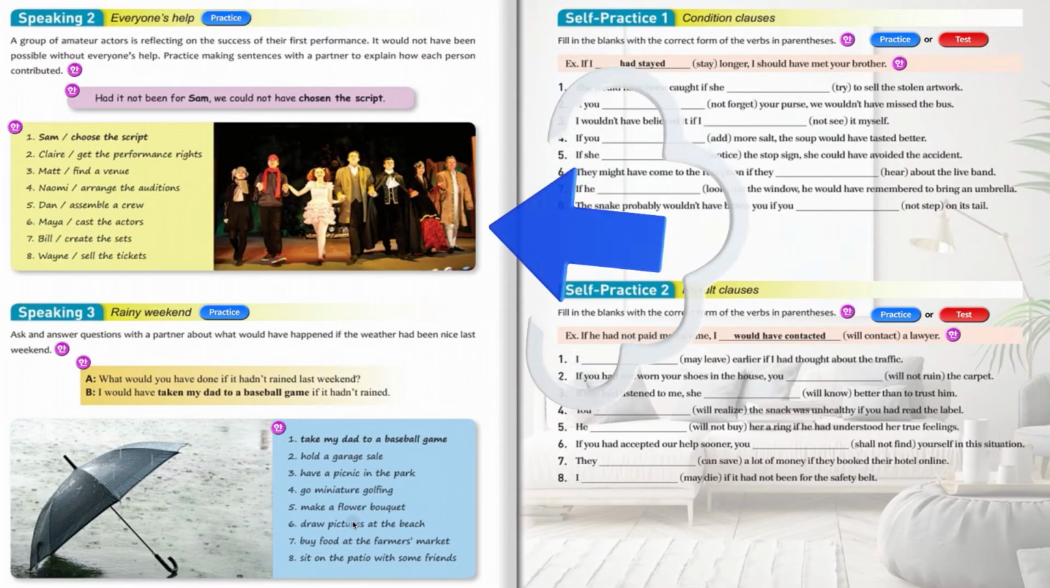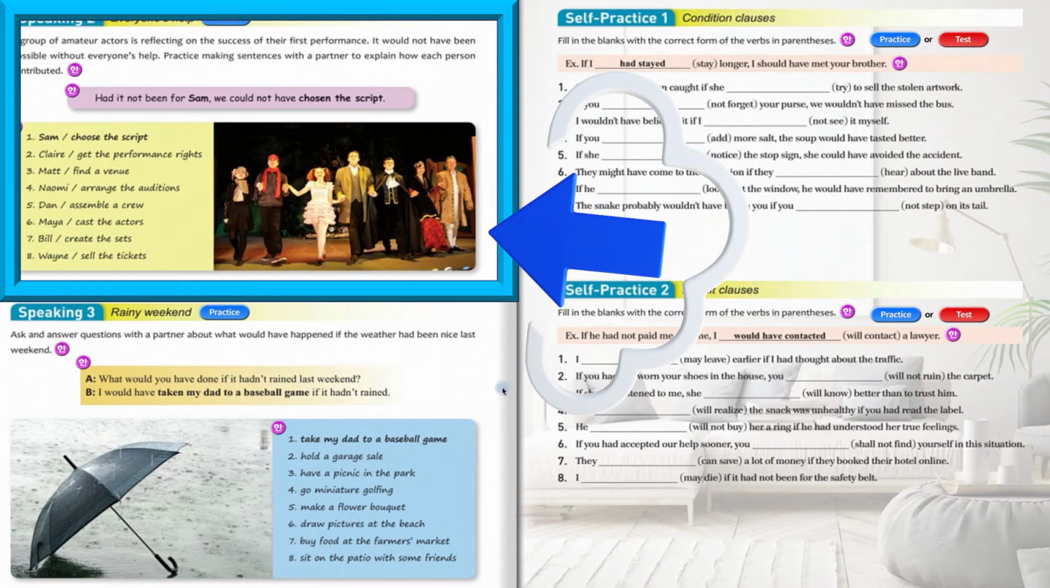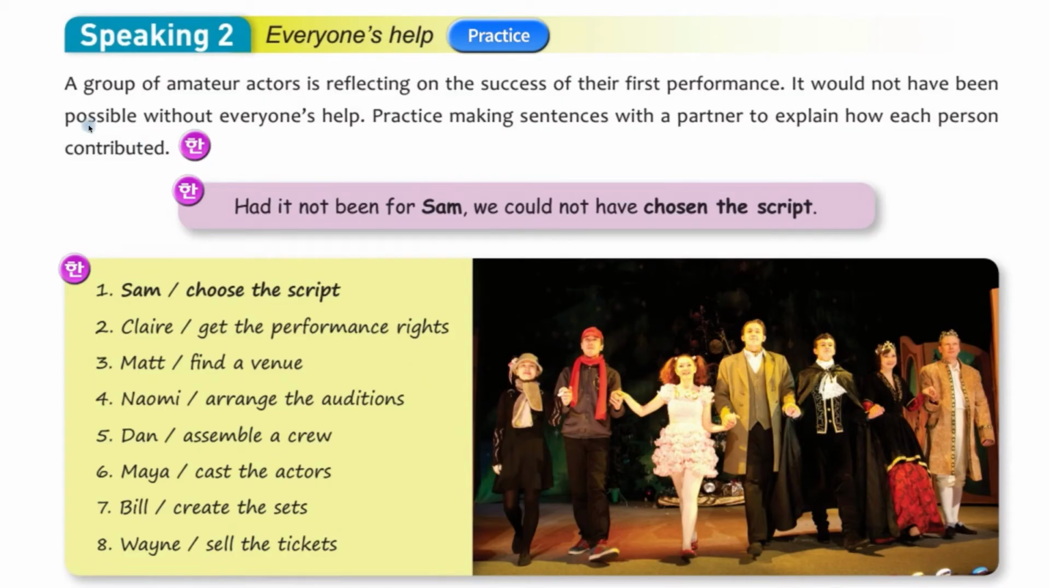Good. All right, let's look at speaking 2. Speaking to an amateur group of actors is reflecting on the success of their first performance. It would not have been possible without everyone's help. Practice making sentences with a partner to explain how each person contributed. Here the grammar changes again.